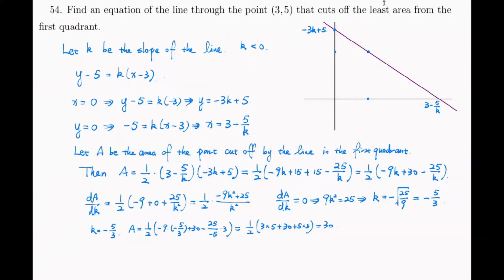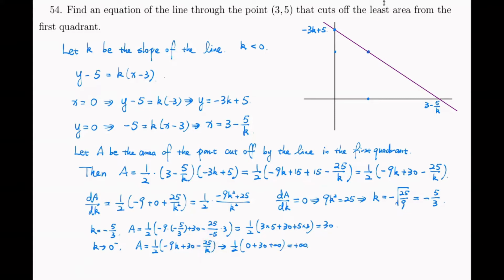On the other hand, as k approaches 0 from the left, what do we have? A is going to be equal to 1/2 times minus 9k, which will approach 0, plus 30, and then minus 25 over k. So this will approach 1/2 times 0 plus 30, but look at what we have here. k is going to be negative and very small, so negative k is going to be positive and very small, and 25 divided by a very small positive number will be infinity. So the answer will be positive infinity.